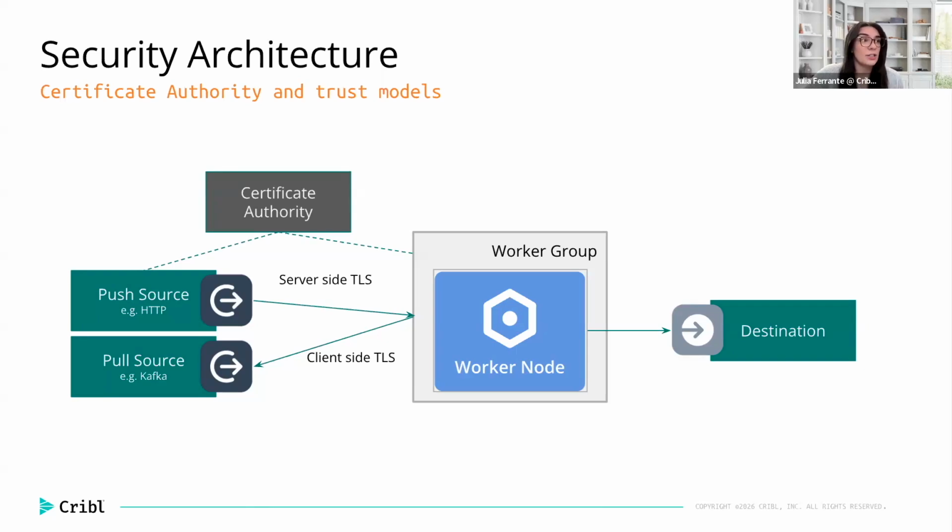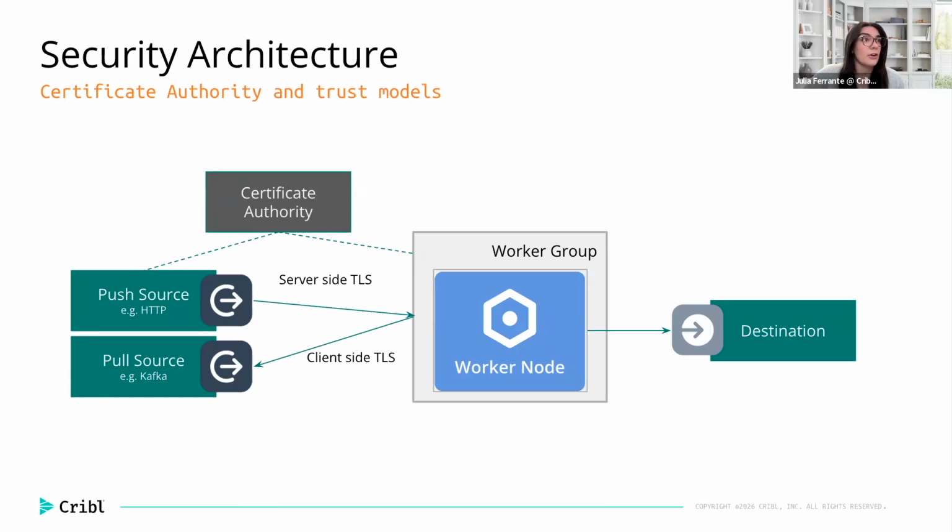HTTP and Kafka. HTTP is a push source, which means that the source is the client and Cribl Stream acts as the server. For this example, you can configure Cribl to require a client certificate if you want mutual TLS. And then below that, we have Kafka, which is an example of a pull source, in which case Cribl initiates that connection. So in that case, Cribl is the client and the source is the server. In this case as well, TLS settings are configured on the source connector inside Cribl.